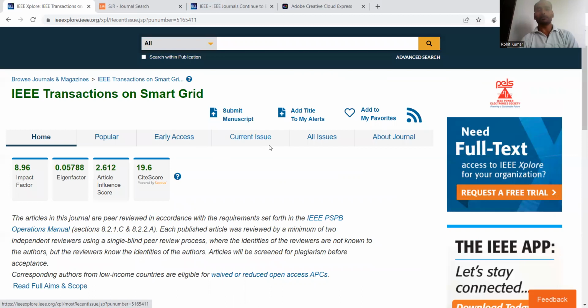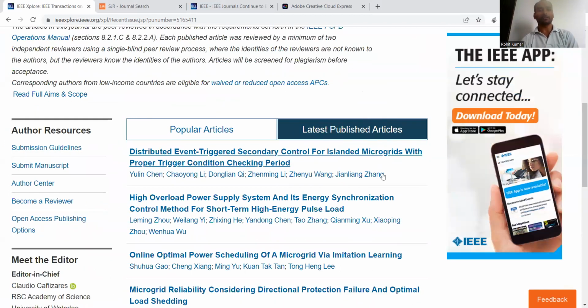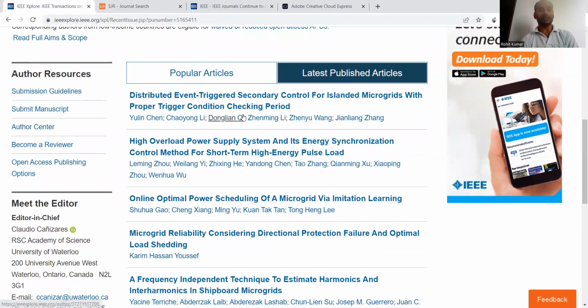So here you have the current issue and early access. These two menus will help you in this regard to offer you the latest articles, and some of the latest published articles are listed down here also. So anywhere you can go and have a look. So here, like distributed event triggered secondary control for microgrids. So microgrids are in focus. Additionally, the triggering is in focus. Then high overload based situations are in focus.